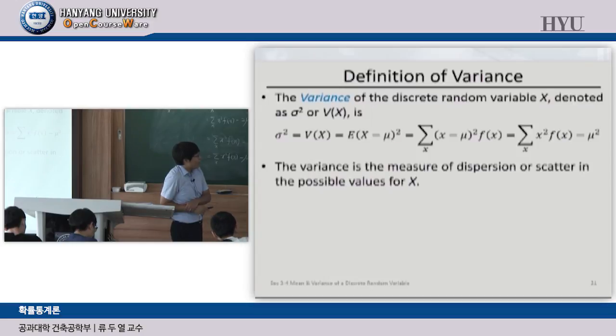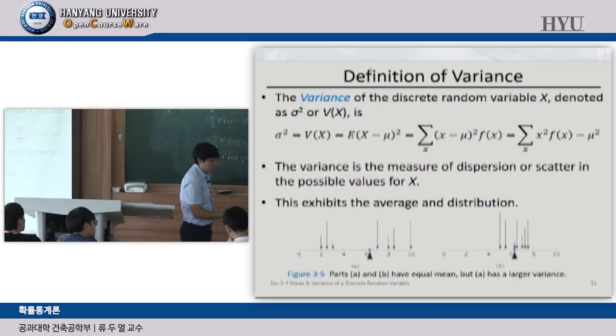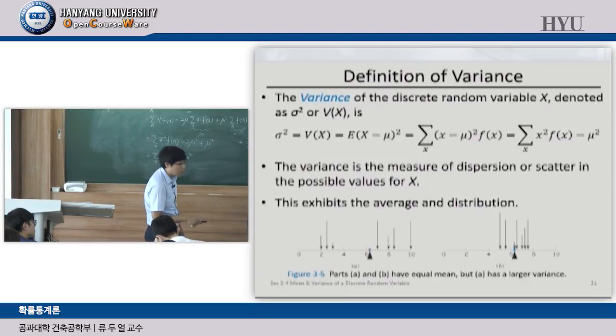So the variance is the measure of dispersion or scatterness in the possible values for x. And this exhibits the average and distribution. This point indicates the mean, and the scatterness of this point indicates the variance. If we assume that this is the beam and this is the point load, if we support this beam at the mean point here, this beam can be balanced. That is the definition of the mean. And even though these two cases have the same mean, the scatterness is different, right? So case A indicates much higher variance compared to case B.